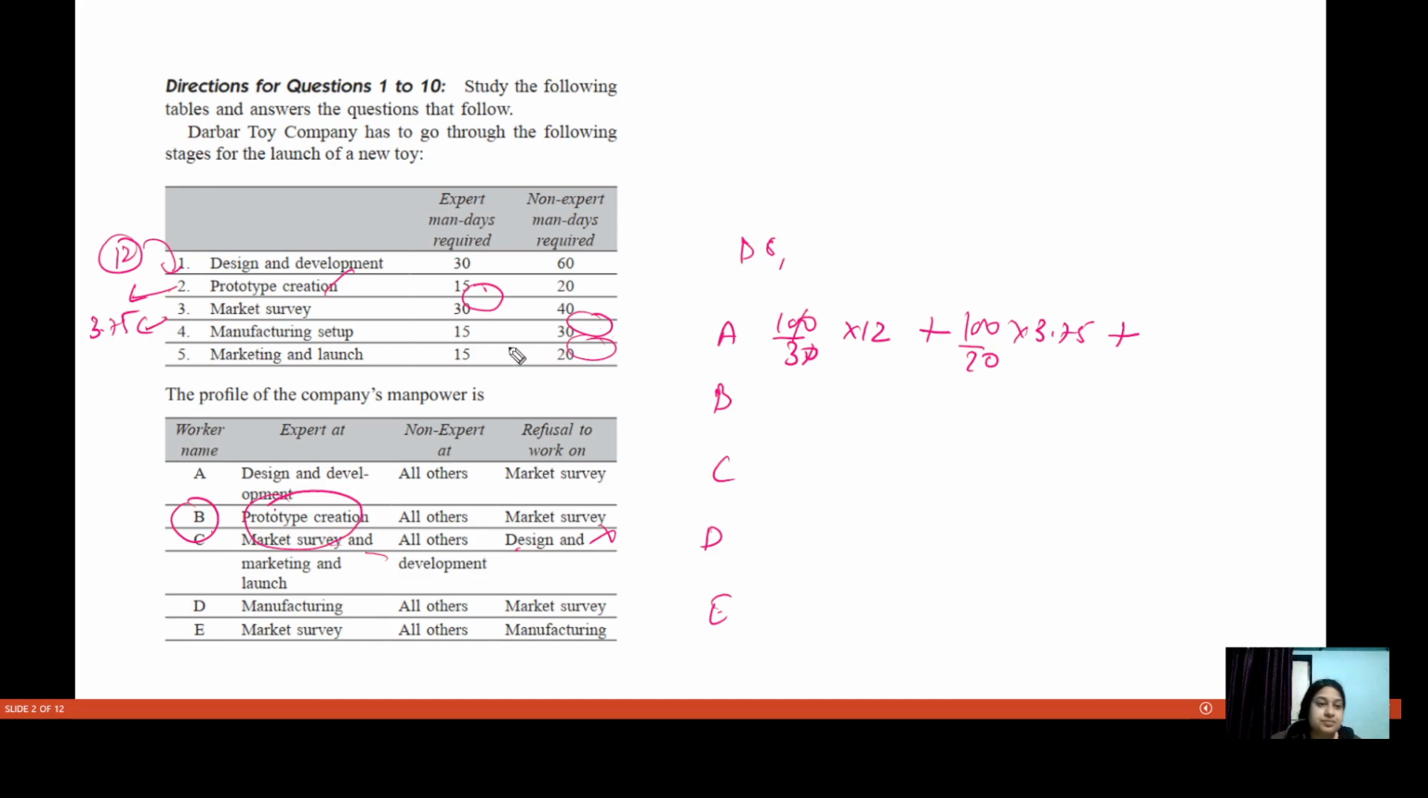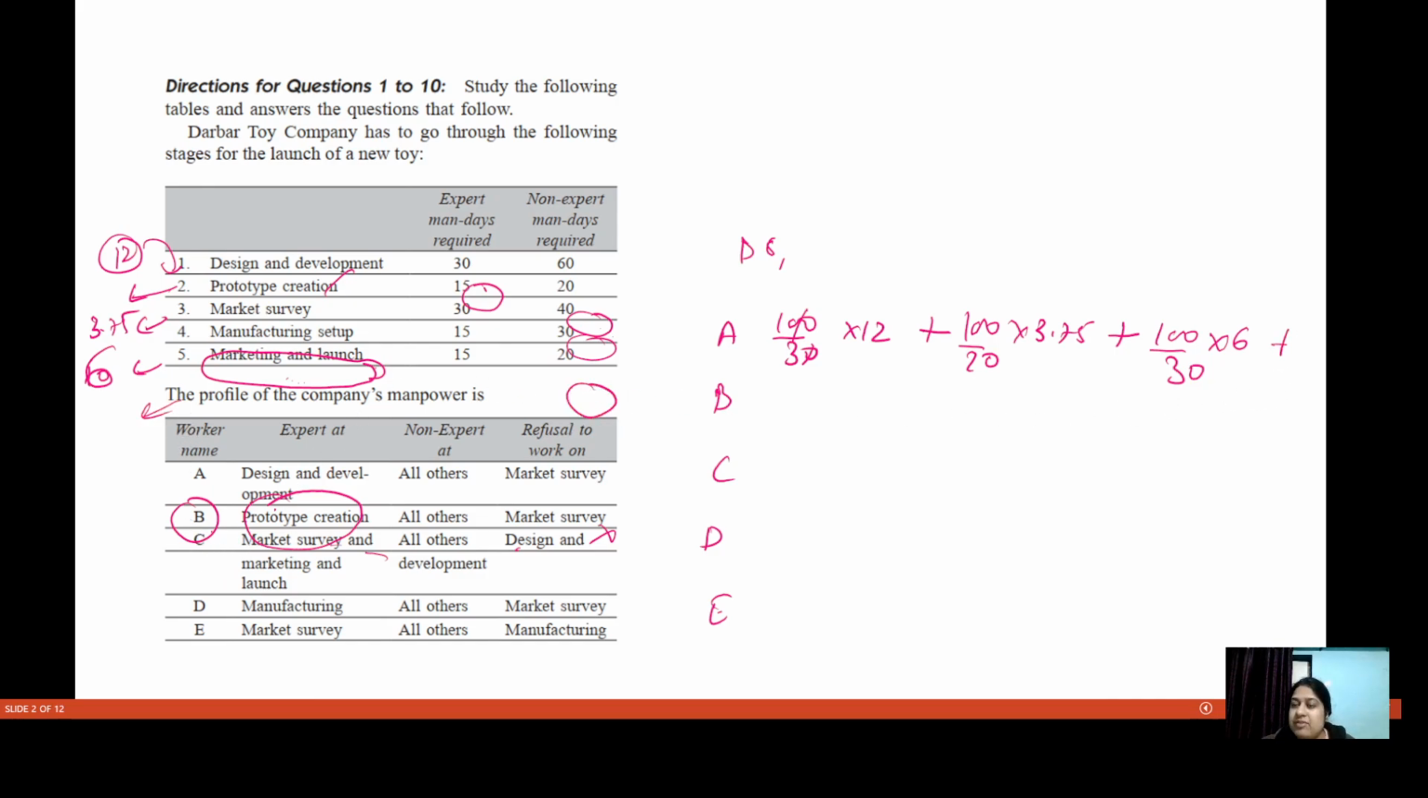Okay, now this manufacturing setup is there. So this manufacturing setup, A has not refused to do manufacturing. Okay, so A will also be doing 100 by 30. Now this manufacturing setup takes how much time? 6 days, I think. Okay, this manufacturing setup, let us say it takes 6 days. So we'll multiply this by 6, okay, and then we have this marketing and launch.